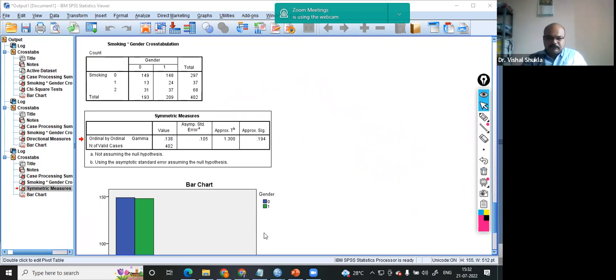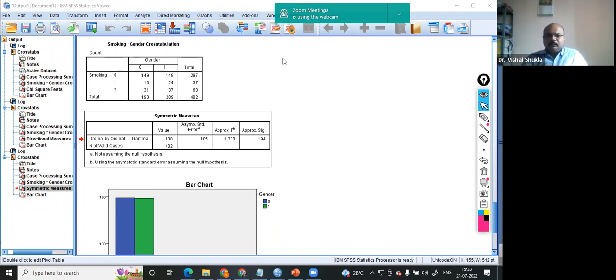Yes, Ms. Khushbu, H0 will be that smoking is independent of gender, and H1 will be that smoking is dependent on gender. Independent of gender means no association; dependent on gender means there will be an association.